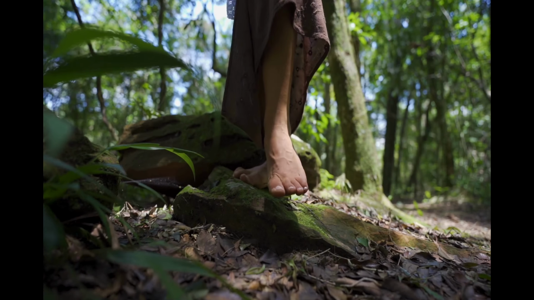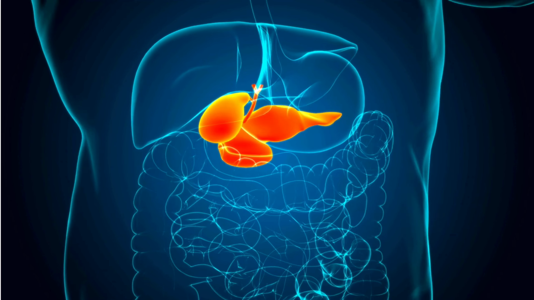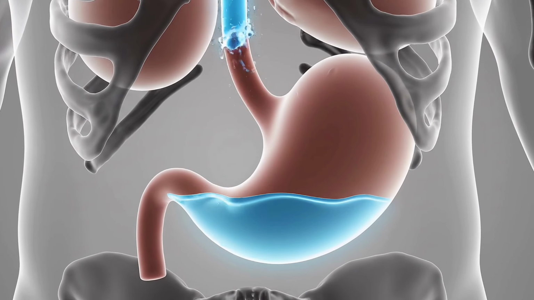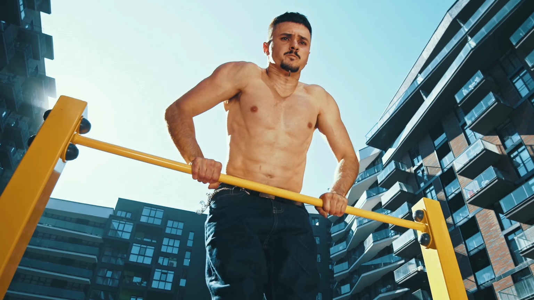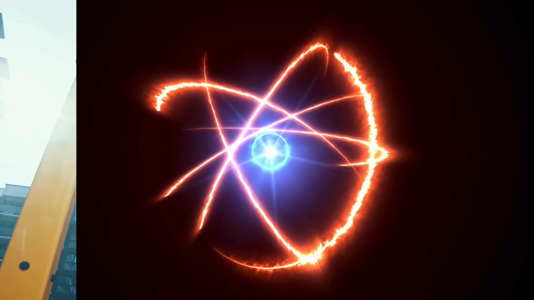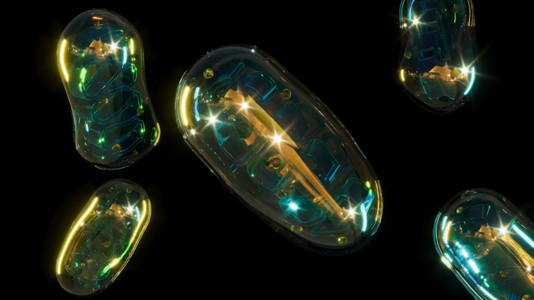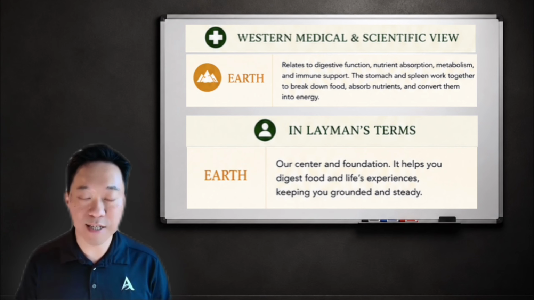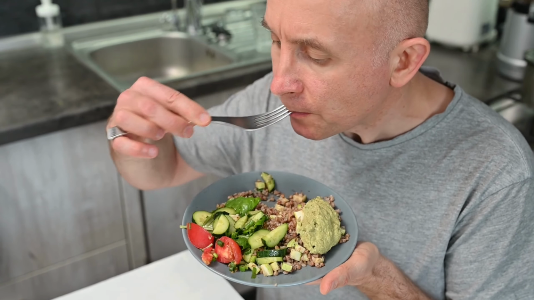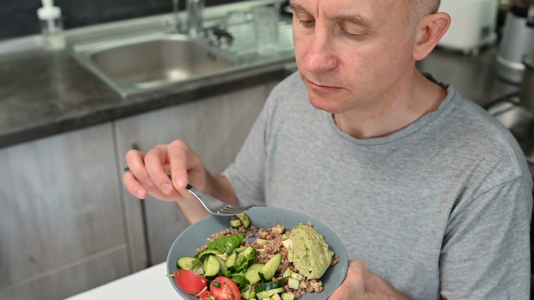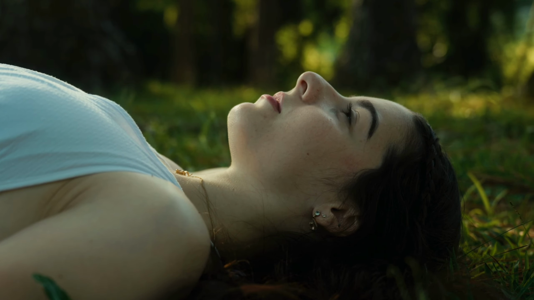Next element is earth. So earth is your spleen and stomach, digestion, break down food, absorb nutrients, convert them into energy. Your earth element is your energy production. It's almost like your mitochondria. How does this relate to you? It's our center, our foundation. It helps us digest food and life experiences. It keeps you grounded and steady.